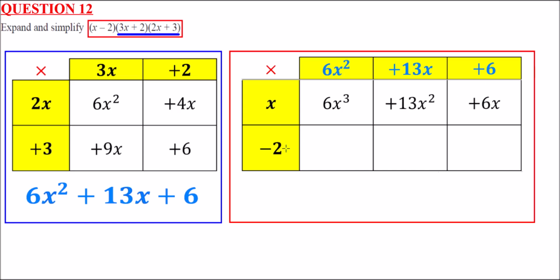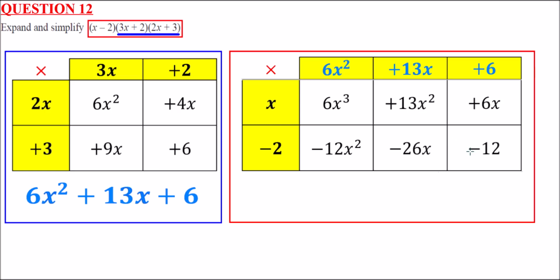6x squared times minus 2 gives minus 12x squared. 13x times 2 would be 26x, so times minus 2 gives minus 26x. And finally, 6 multiplied by negative 2 gives minus 12.